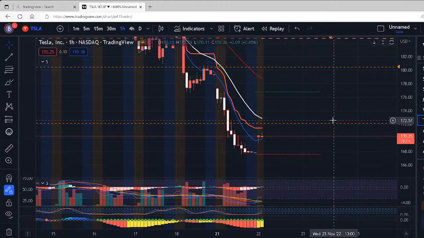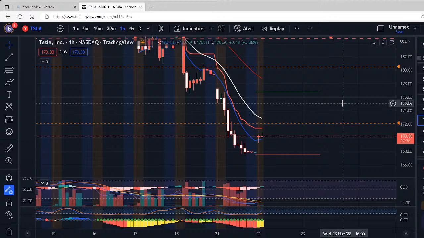For me, I would want it to be above the 21, so my call trigger is going to be 173.44. My first price target will be 175.22. Now, guys, when I do these triggers with the price targets, I do it all based off the candles, the previous candles from the hourly. It's just the way I like to do it.